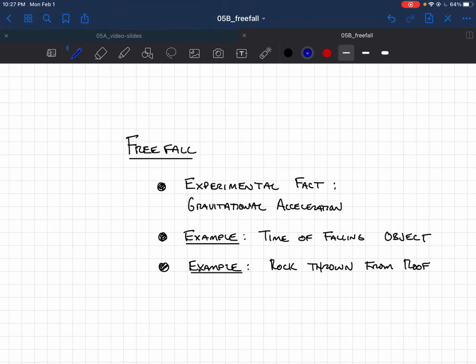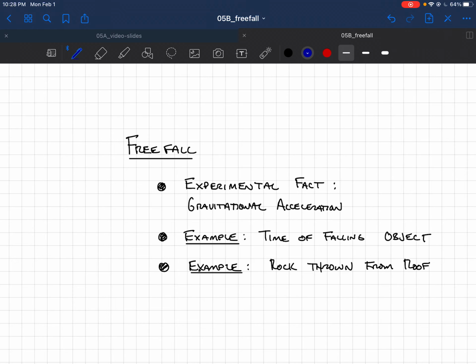Here we look at the physical principle of freefall, which is an application of motion with constant acceleration. And it's sort of the first physics that we're doing, the first physical law. Although the law that we'll talk about, that of gravitational acceleration, we'll find some other ways to write in a more general or more fundamental way. But for now, we'll just describe an experimental fact, which is that of gravitational acceleration. And then we'll do two examples: just a falling object and a rock thrown from a roof.